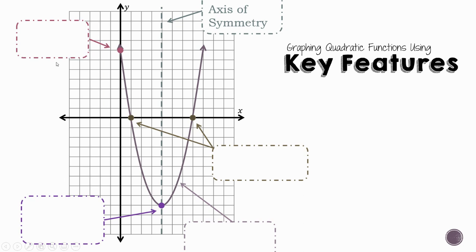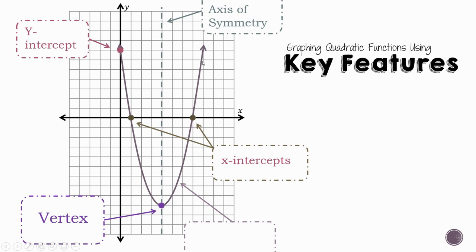The next thing that's an important feature is the y-intercept. That's where the parabola crosses the y-axis. And then where it crosses the x-axis is the x-intercepts. A parabola could have up to two x-intercepts. And then the lowest point, in this case, it's the lowest point. Sometimes it's the highest point. That is our vertex. That's where it changes from decreasing to increasing or increasing to decreasing.